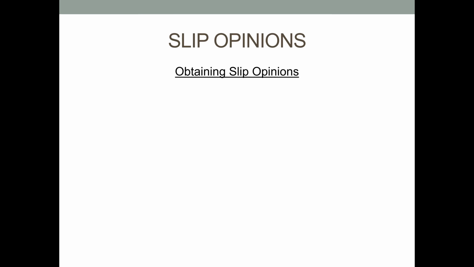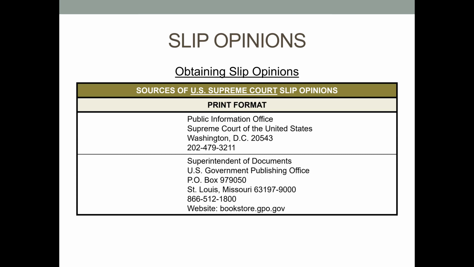Where do you obtain slip opinions? Now, if you want them in print format, you could go to the Public Information Office, the same place you could go for print formats of the bench opinions. Now, you can also go to the U.S. Government Publishing Office, the GPO. Its office here is in St. Louis, Missouri, but it does have a bookstore at bookstore.gpo.gov. So if you want to obtain these in print format, these are two sources.